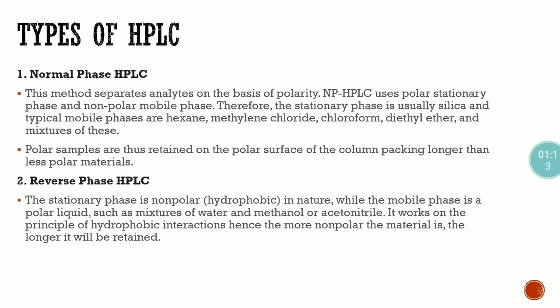Their types. First one is normal phase HPLC. This method separates analytes on the basis of polarity. Normal phase HPLC uses a polar stationary phase and a non-polar mobile phase. Therefore, the stationary phase is usually silica and typical mobile phases are hexane, methylene chloride, chloroform, diethyl ether and mixtures of these. Polar samples are thus retained on the polar surface of the column packing longer than less polar materials.